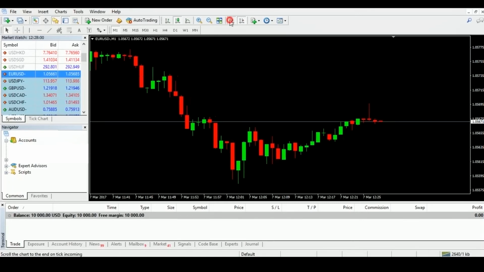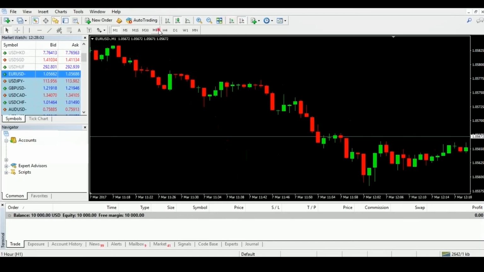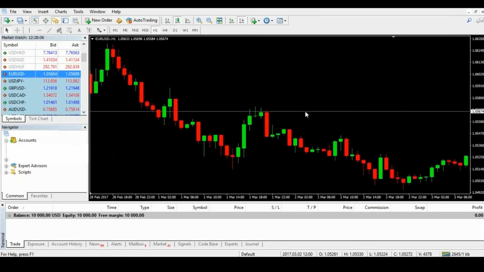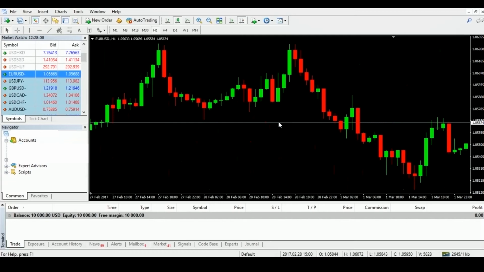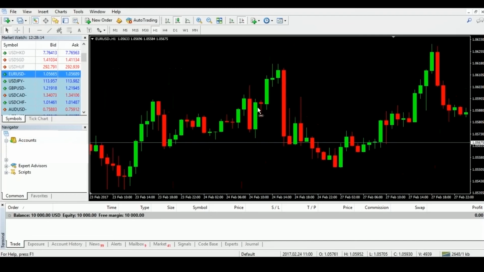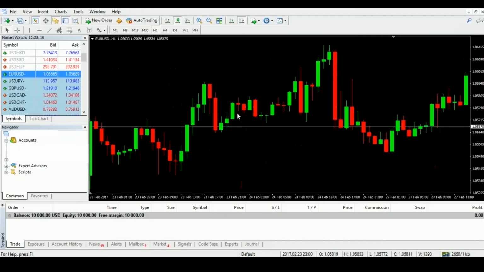So we are going to remove auto scroll. And I'm going to go to the 1 hour chart. And I'm going to give you an example of how you tell the story of what happened in the market. Okay, I'm going to start here. Now this is a bullish candlestick. Why? Because it is green, and bulls push the market up.